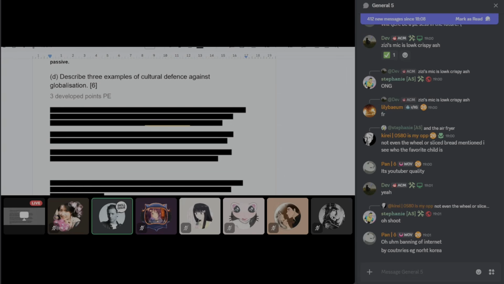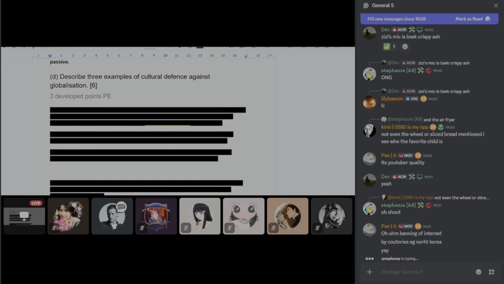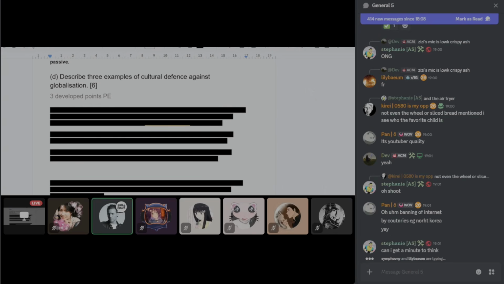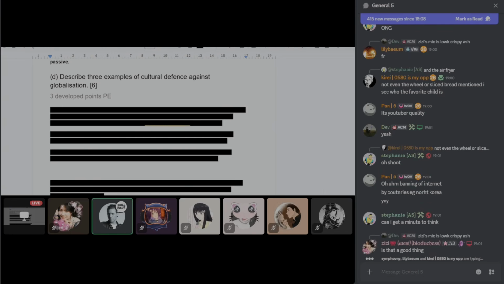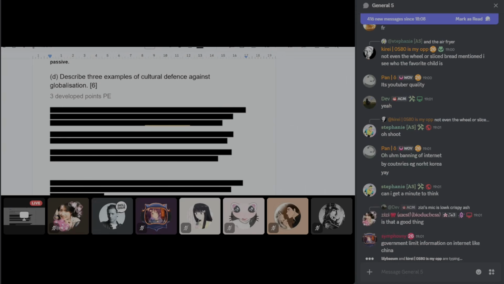Banning of internet by countries, example North Korea. A really good answer. That is actually one of the points in the mark scheme. In the mark scheme, it was more specifically, they gave the Great Chinese Firewall example. Take as much time as you want.